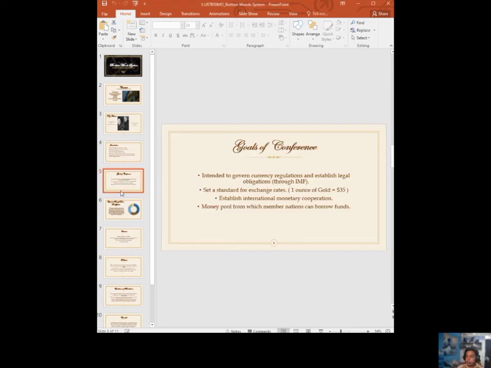So the goals of the conference were to govern currency relations or regulations and establish legal obligations through the International Monetary Fund, or IMF, and set a standard for exchange rates. Back then, 1 ounce of gold was equivalent to $35. They also aimed to establish international monetary cooperation, a money pool from which member nations can borrow funds.